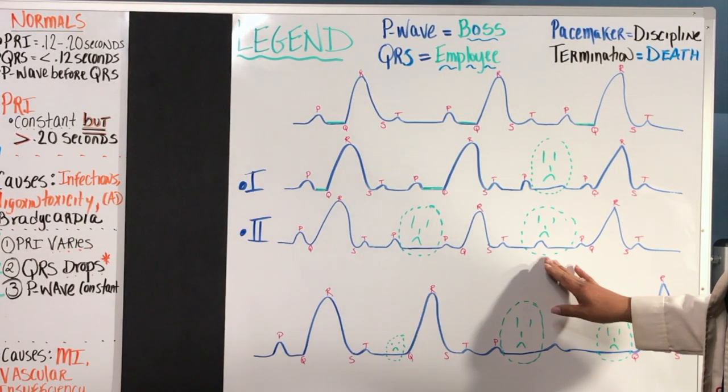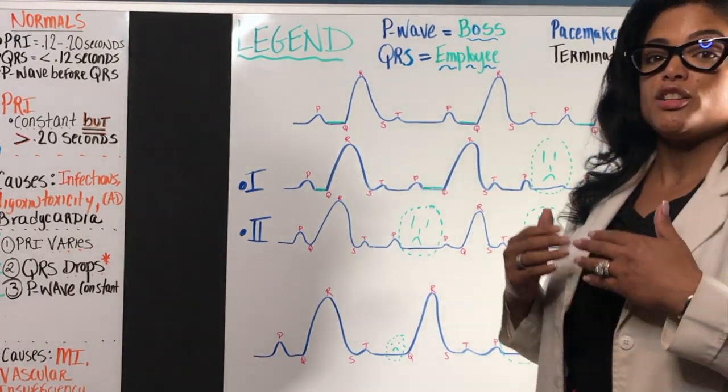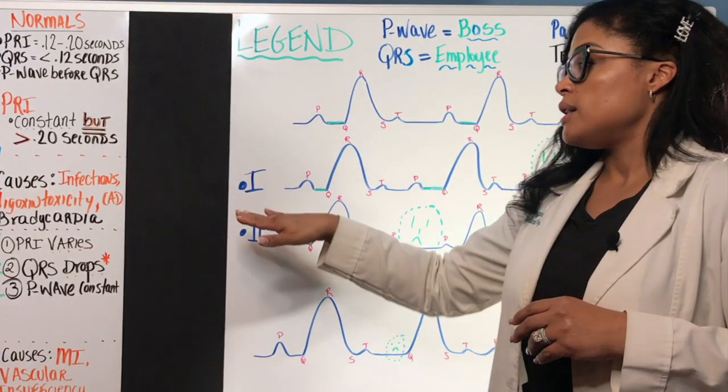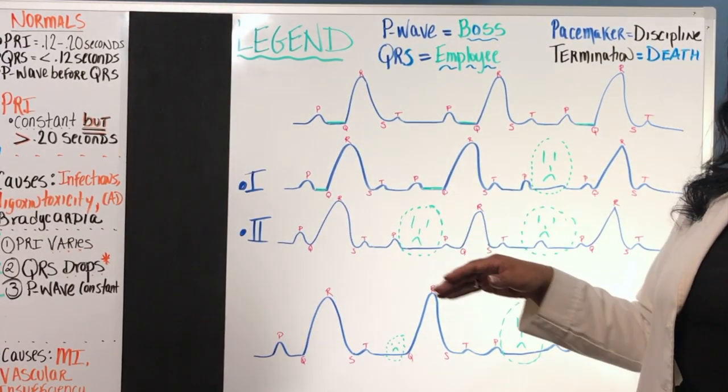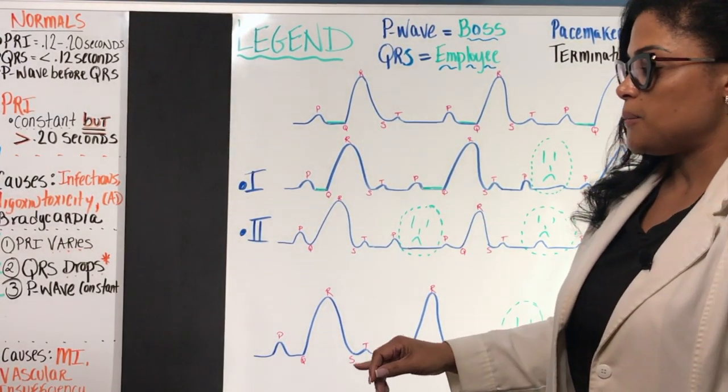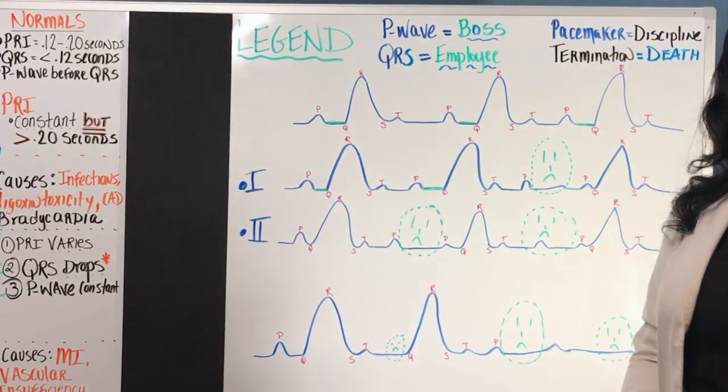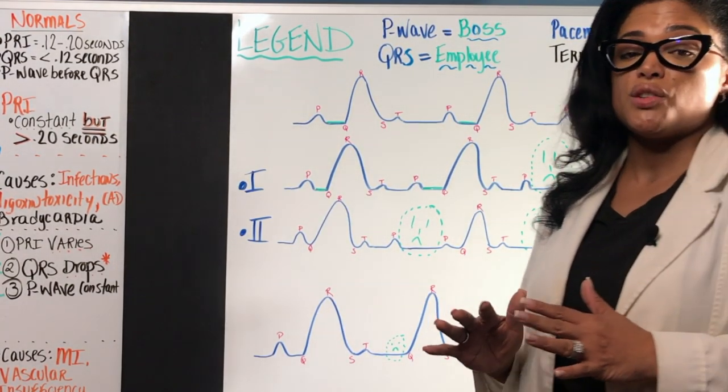Come late, not come at all. So there's no minimum of that 2 times in a row like it exists in the type 1 AV block, 2nd degree. Then we have a 3rd degree. At this point, things are getting very serious.